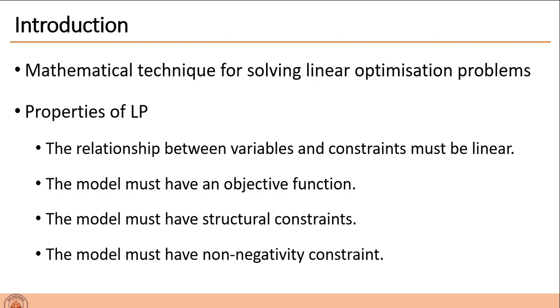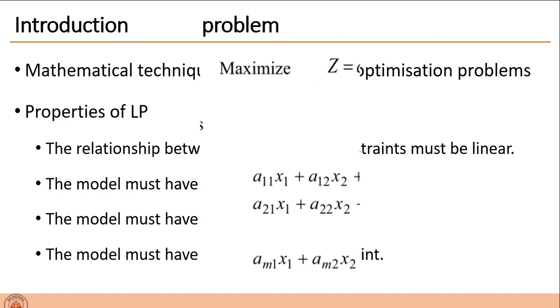Third, the model must have structural constraints. The constraints that you have, you would have to define them mathematically. They should have a mathematical relationship. The last but not the least property is that the model must have non-negative constraints. If you are going to cook food, if you don't have the materials for the food, you will not start the cooking. So you can never have negative materials. We don't have negative constraints in this case.